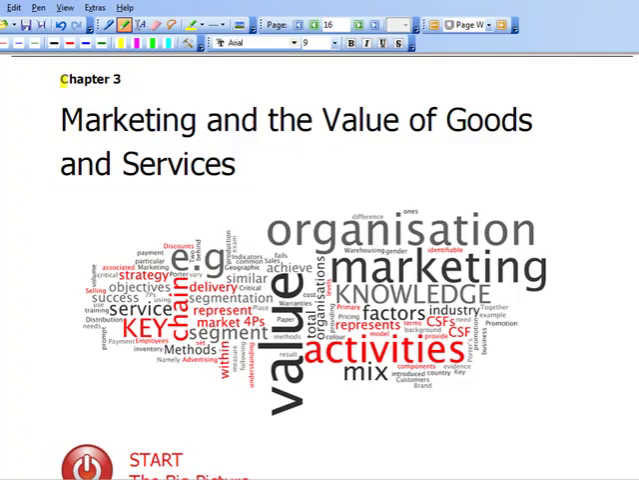We're on chapter 3 of the EXP notes, and what this chapter is going to be looking at is mainly tied in with marketing. As with all the chapters, we've got a word cloud on the front page, and this word cloud identifies the key words which come up in this chapter. As you'd expect, we have marketing, knowledge, values, activities, organisation. So that gives us a feel for what's ahead of us.